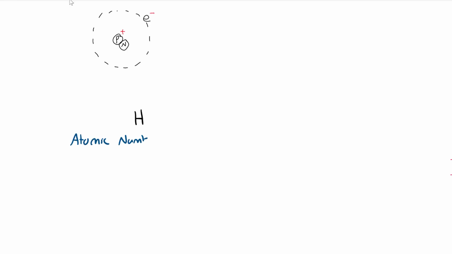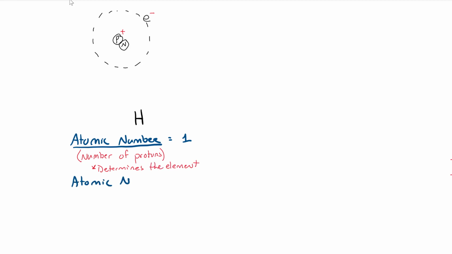And when you look at some characteristics of an atom, the atomic number for hydrogen will be 1. It refers to the number of protons in the nucleus. This also, the number of protons, determines what element it is. If you change the protons, you change the actual element.